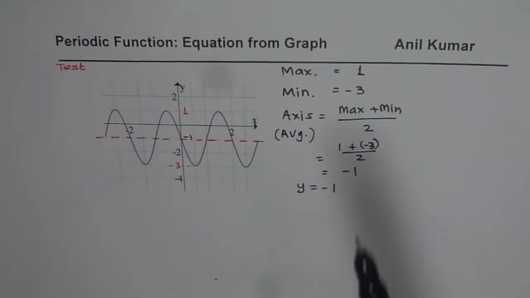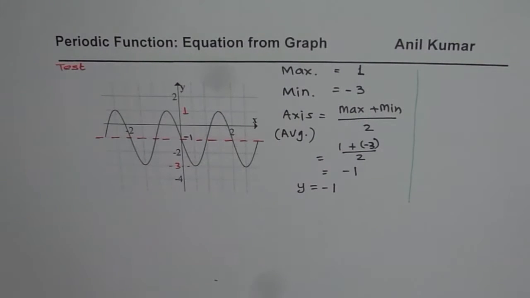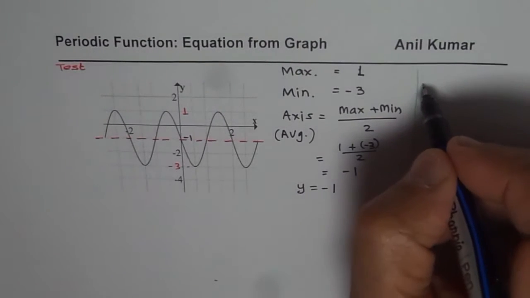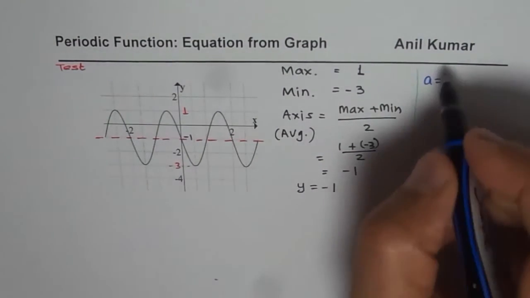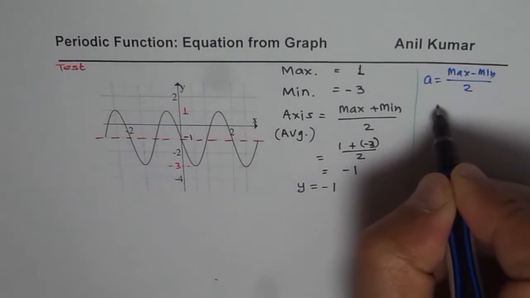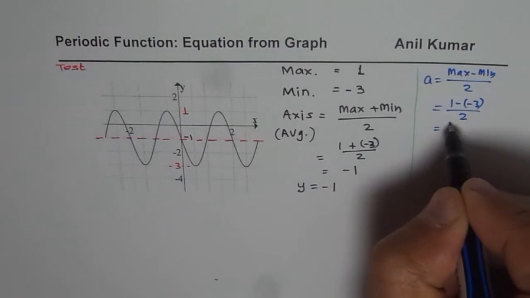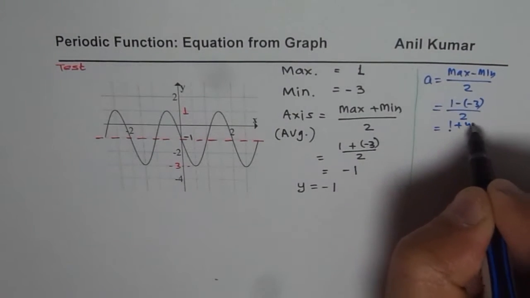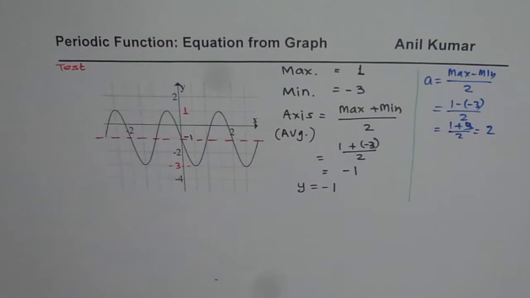Now, what is the amplitude? To find amplitude, we can follow two methods. One method to find amplitude is, let me use another color. We say amplitude A is equal to maximum minus minimum, take the difference. So we do maximum minus minimum divided by 2, right? Which is 1 minus -3 divided by 2, which is 1 plus 3 divided by 2, which is 4 divided by 2. And that gives us the value of 2. So the amplitude for us is 2. That is one way of looking into it.